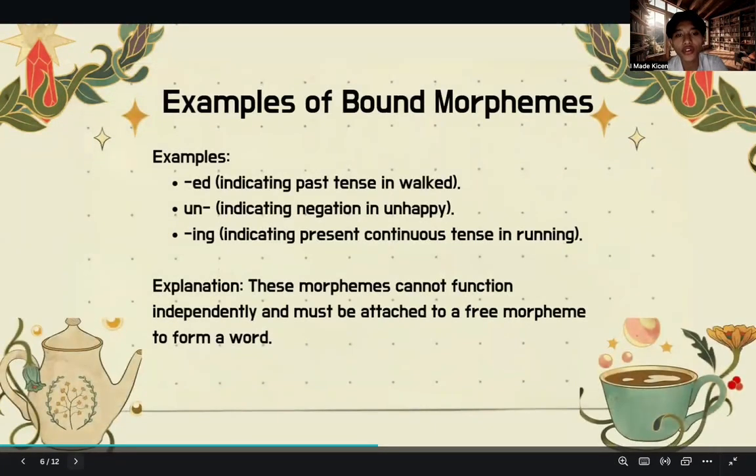The examples of bound morphemes. For example, -ed indicating past tense in worked, un- indicating negation in unhappy, -ing indicating present continuous tense in running. For the explanation, these morphemes cannot function independently and must be attached to free morphemes to form a word.